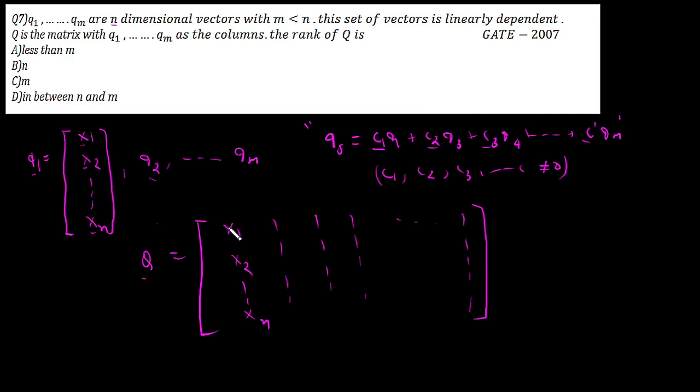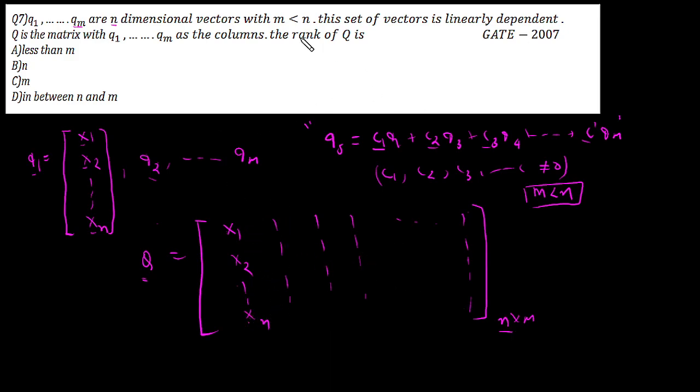And let's check the dimension of this matrix q. So what is the dimension? First of all I find the number of rows, which is n, because it has n entries: x1, x2, x3 up to xn. So I have n rows. And what is the number of columns? Because I have m vectors, q1, q2, q3, q4 up to qm, I can write the order as n cross m, and here the condition is given that the value of m is less than n, which means the number of columns is less than the number of rows.